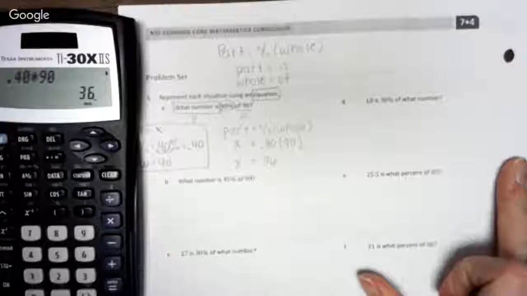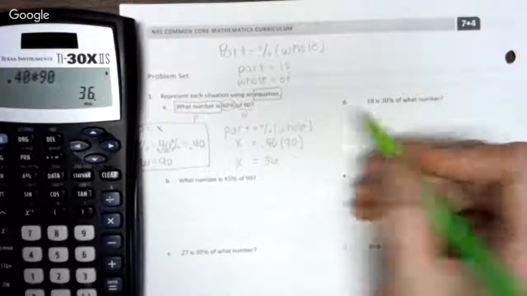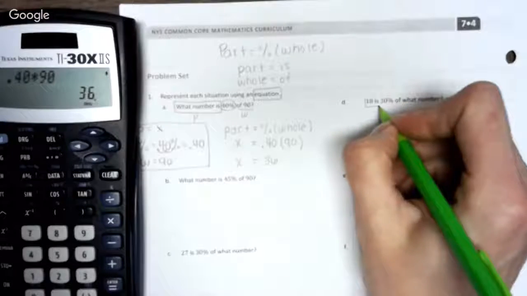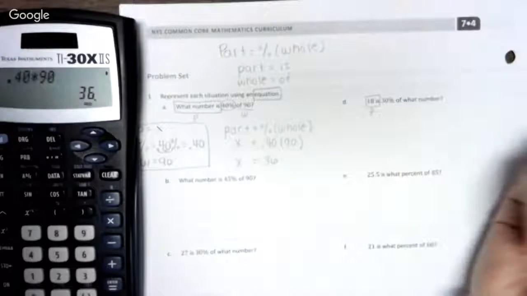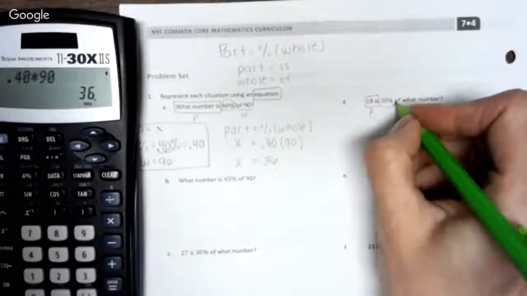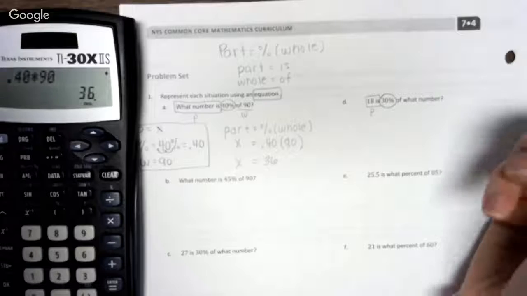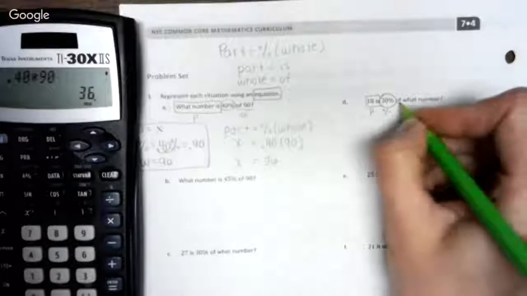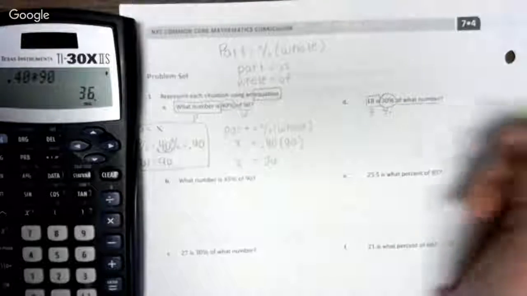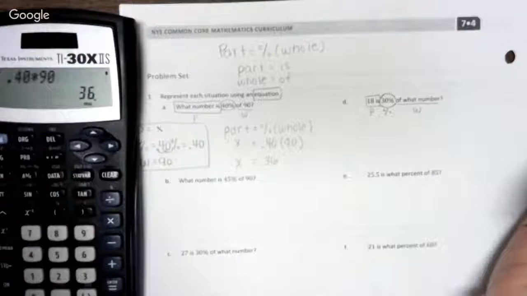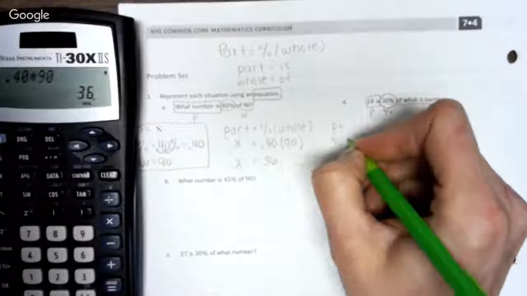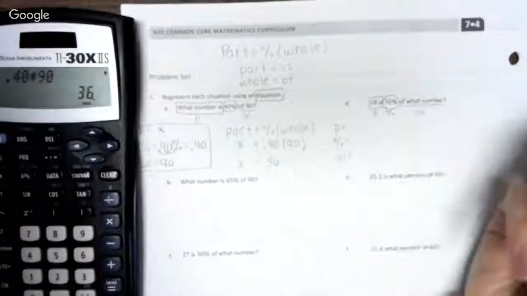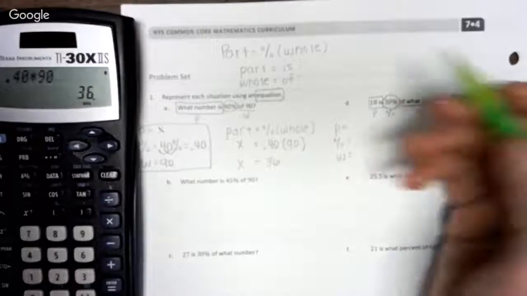All right, we're going to practice another one. Let's go to part D. I'm going to underline, box and label. So 18 is, remember "is" is our part, label it P. 30% has a percent sign, so that's our percent. Of what number? "Of" is our whole, so label it W. All right, now go over to the side. We have part equals, percent equals, whole equals. Let's make our little cheat sheet.